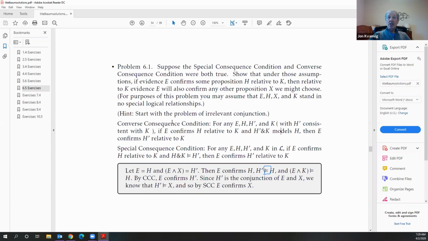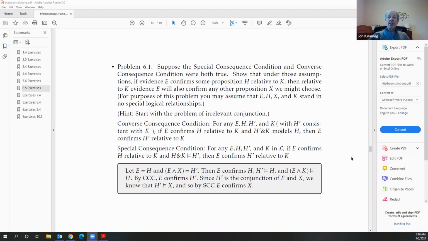You can see why it's called converse consequence. The original consequence conditional was if E confirms H and H entails H prime, then E confirms H prime. But this is where H prime is stronger than H. So E is supposed to confirm H prime as well. And when you hear that description, you ought to be suspicious. You ought to think, oh, that's not likely to work, is it? And it's true. That's going to get you in trouble if you have converse consequence.